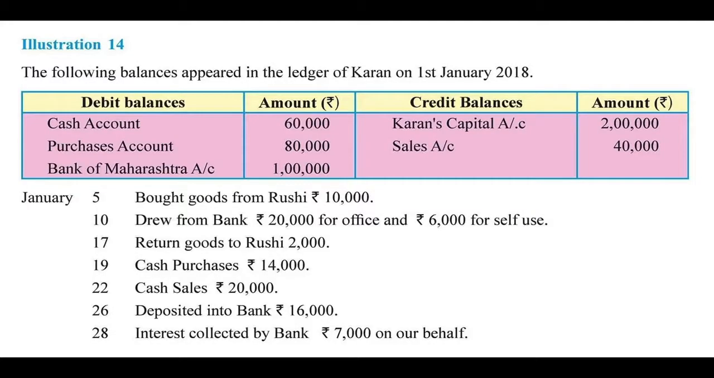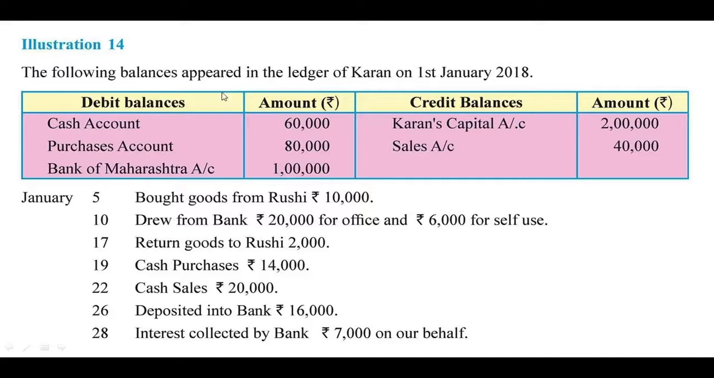Students, today we are going to learn a different illustration. I'll read the question first. The following balances appeared in the ledger of Karan on 1st January 2018. Debit balances: cash account, purchases account, Bank of Maharashtra account. Credit balances: capital account and sales account.